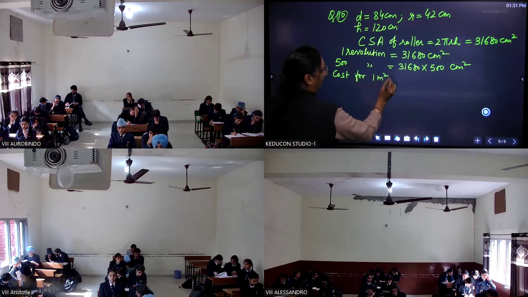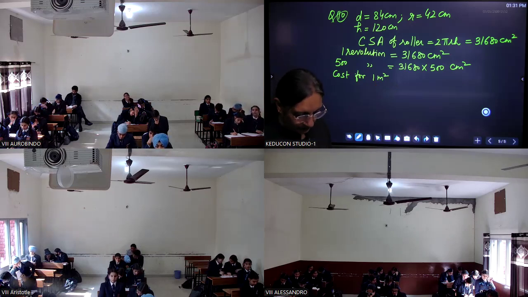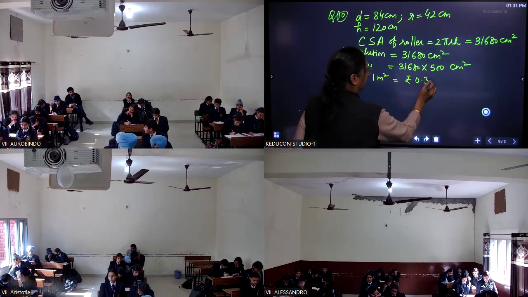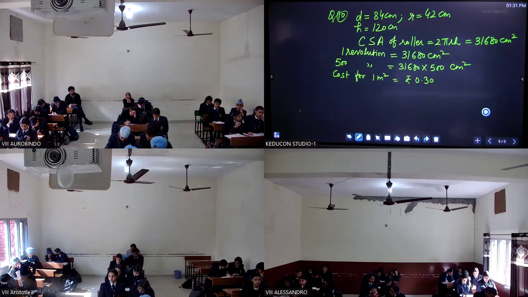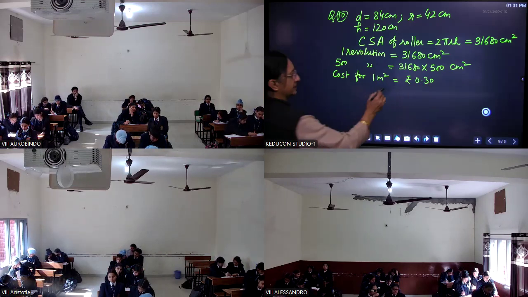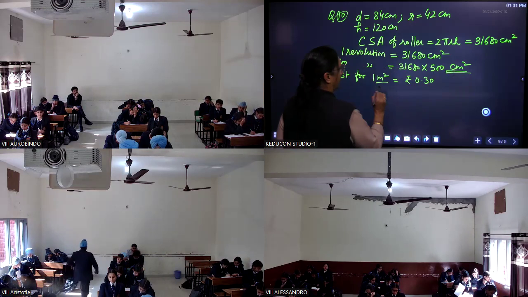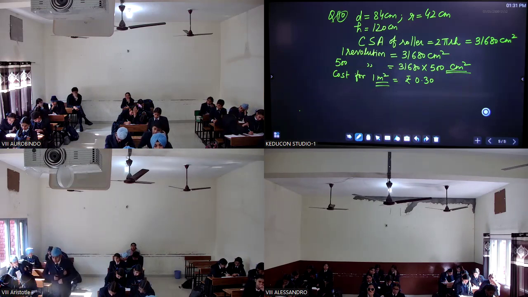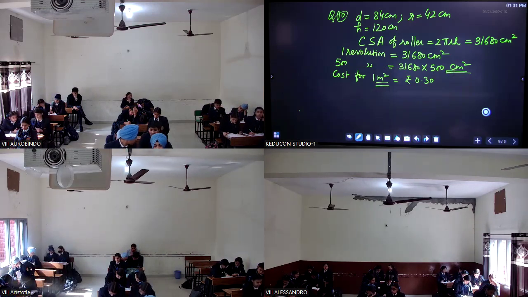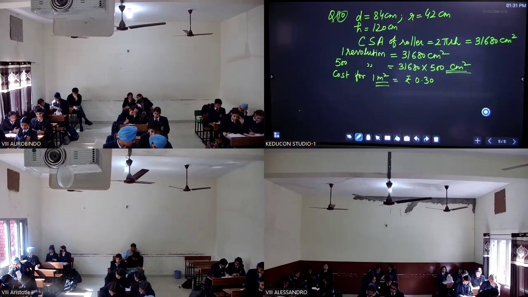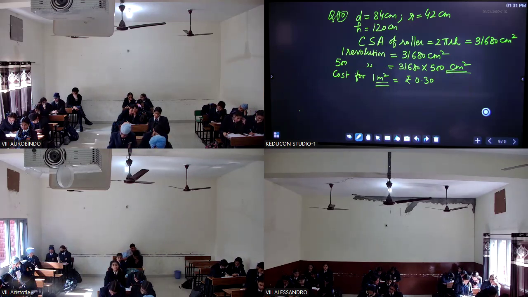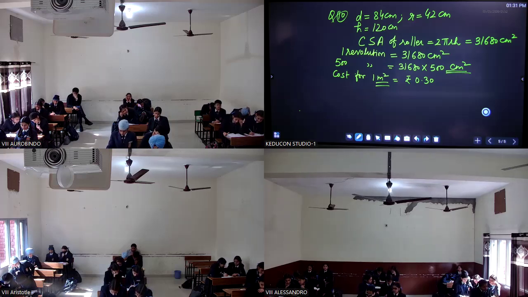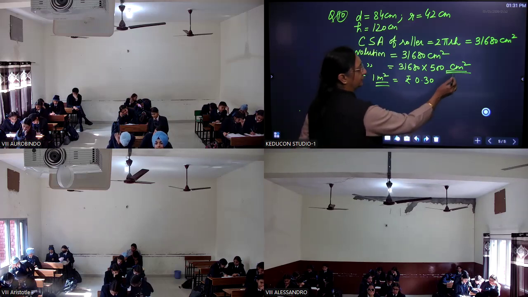Please find the cost for 1 meter square. The cost for 1 meter square is given to you as 0.30 rupees. And this answer is coming in centimeter square. Take care of the unit. Please match them first of all. Your answer is coming in centimeter square, but the cost is given for 1 meter square. Take care. Make the unit the same first of all. Meter square first of all.